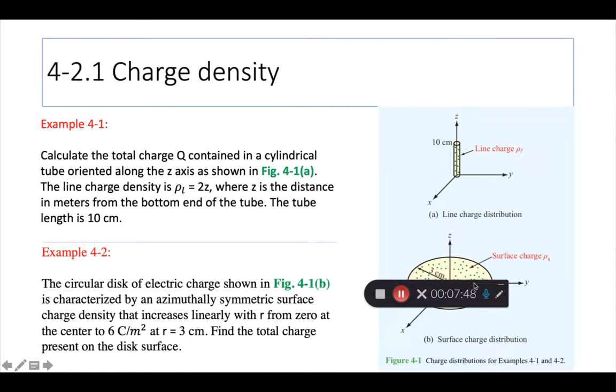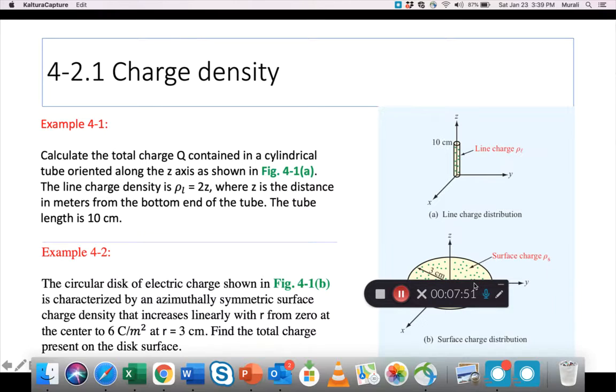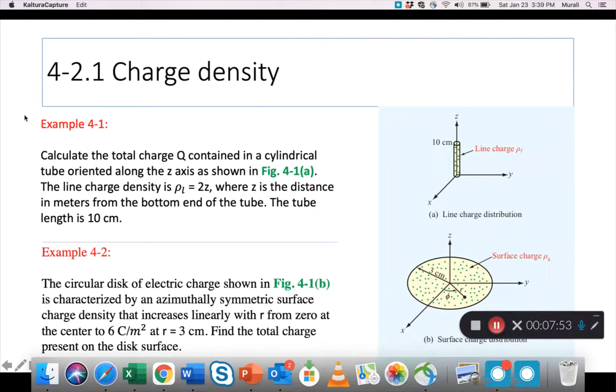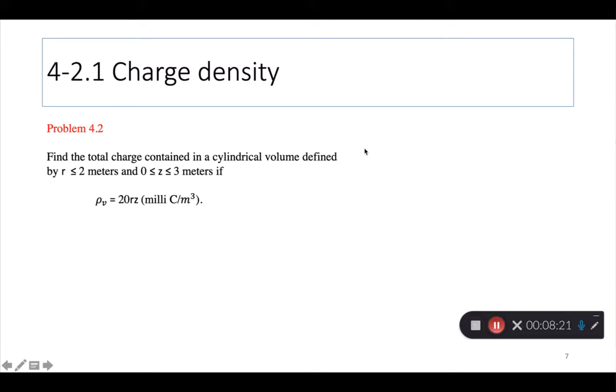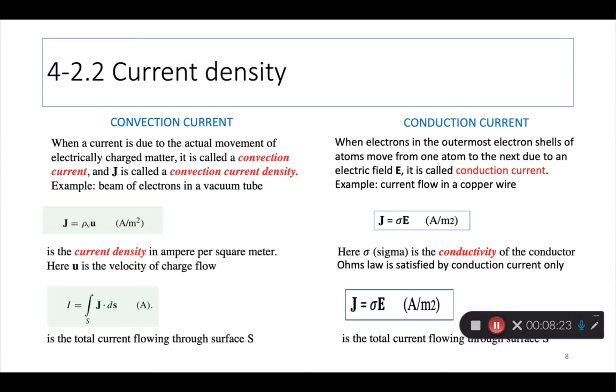So we have some examples here that we will come back to later. These are from our textbook, example 4.1, 4.2. So we have a small cylindrical tube along the z-axis, and a certain charge density is given, rho L, and then we have to find the total charge in that tube. Similarly for a circular disc. So we'll do that later. Hold off for that. Here's a problem, also we'll wait.